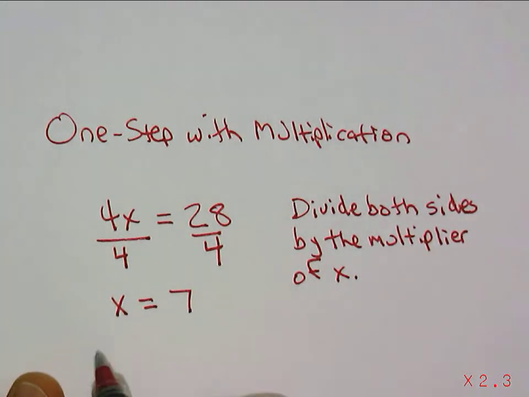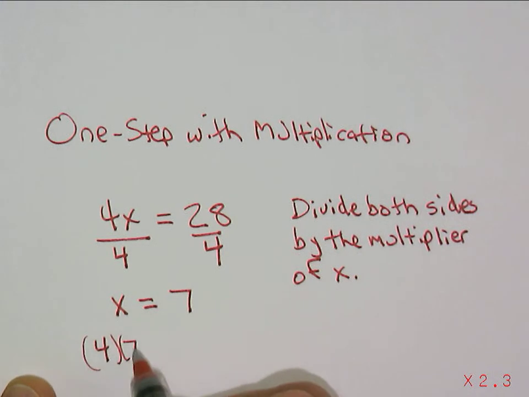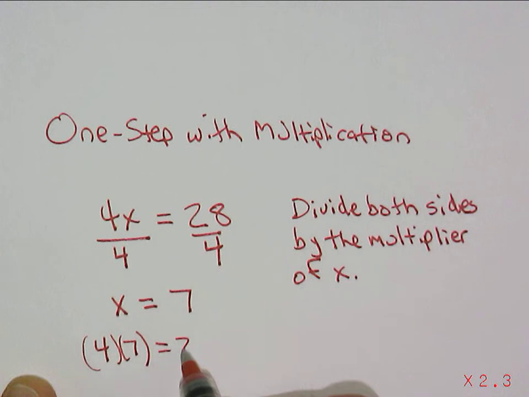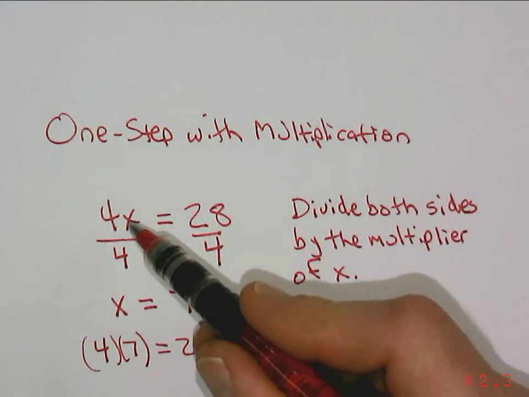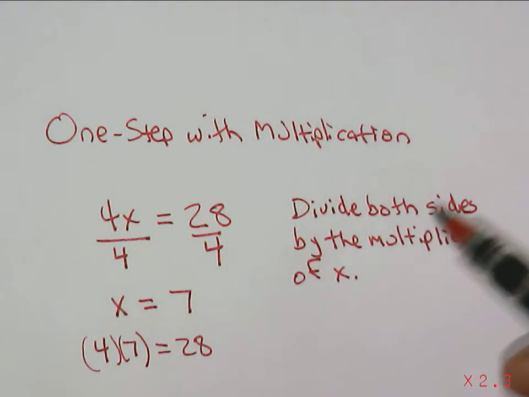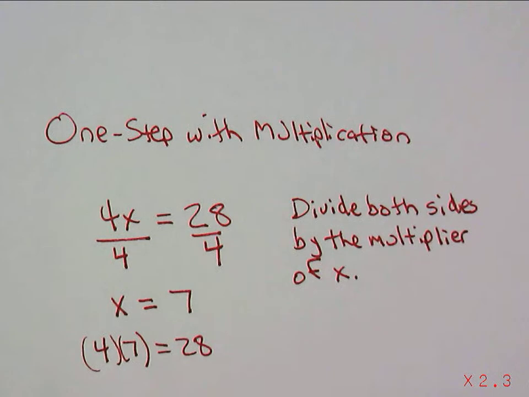And so again, this could be checked if I said 4 times 7 equals 28. I'm not going to use the multiplication sign because it looks too much like an x. Parentheses work the same way as multiplication, so this times this, 4 times 7 is 28, and so that works. So when it's multiplication, I divide, and so one more, there's 4 different one-step problems.